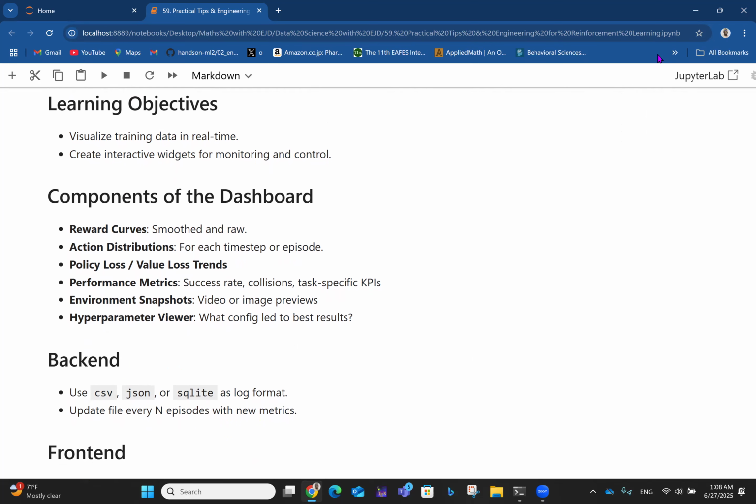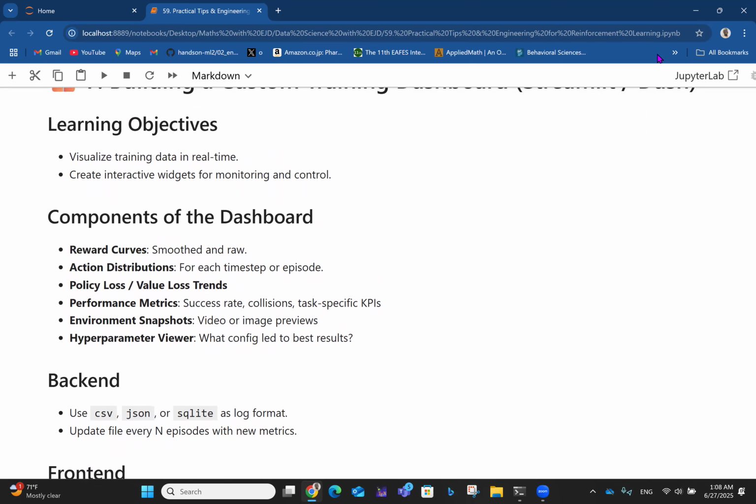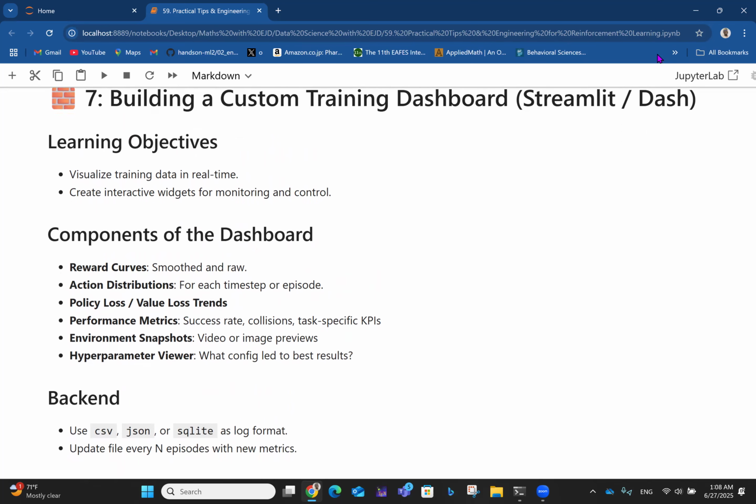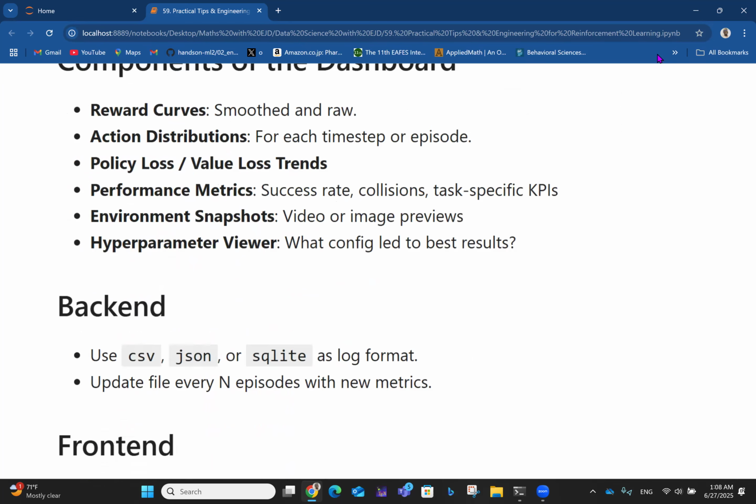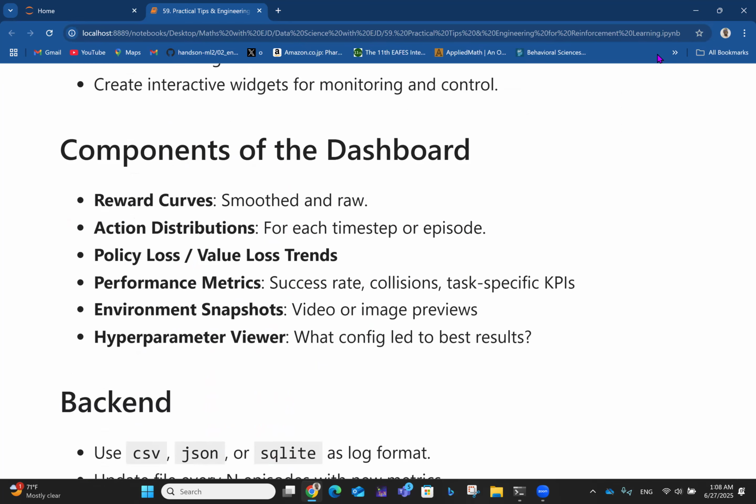So learning objectives: you can visualize training data in real time and create interactive widgets for monitoring and control. Components of the dashboard will include reward curves, smoothed and raw, action distributions for each time step or episode, policy loss or value loss trends, performance metrics like success rate, collisions, task specific KPIs, environment snapshots, like video or image previews, and a hyperparameter viewer showing what config led to the best results. We want to see all of that.